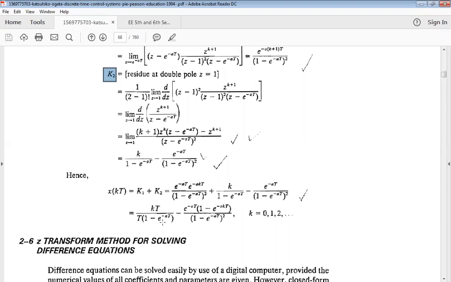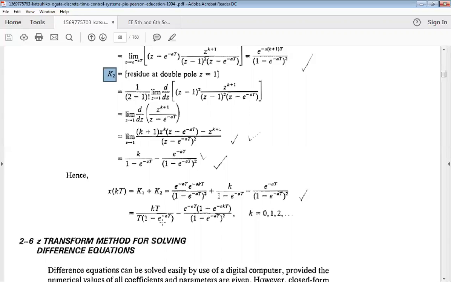why are you studying z transform and inverse z transform in digital control system? Because in digital control system, if you want to find out the transfer function, it's called pulse transfer function. So in digital control system, pulse transfer function is equal to z transform of output divided by z transform of input.